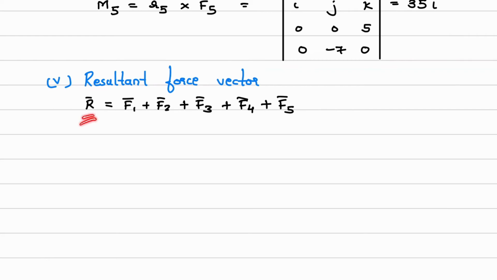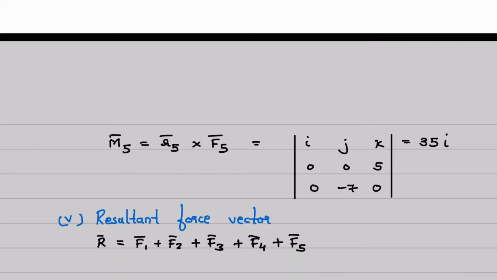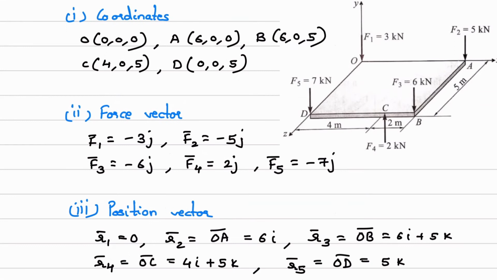So the resultant force vector will be the addition of all the force vectors. Okay, I'll go and read the values. We have to add F1 bar, F2 bar, F3 bar, F4 bar and F5 bar. Now you can observe all the vectors are in terms of j only, so the resultant will be in terms of j.